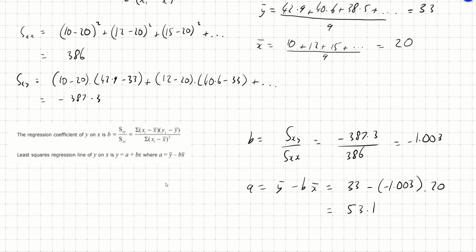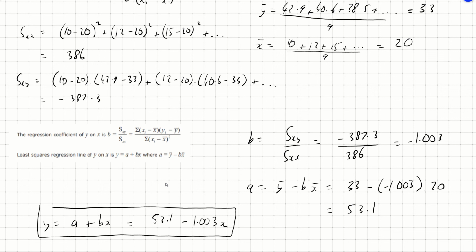So now that we've worked out what A and B are, the least squares regression line is y equals A plus bx. We know what A and B are. A is 53.1. B is minus 1.003x. So this is our equation of the least squares regression line. It's a straight line with y-intercept 53.1 and gradient minus 1.003. So a downward sloping line.